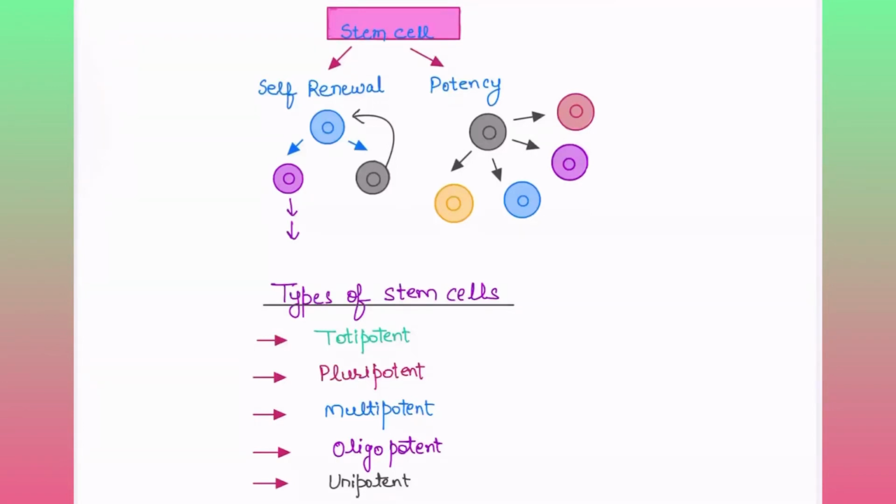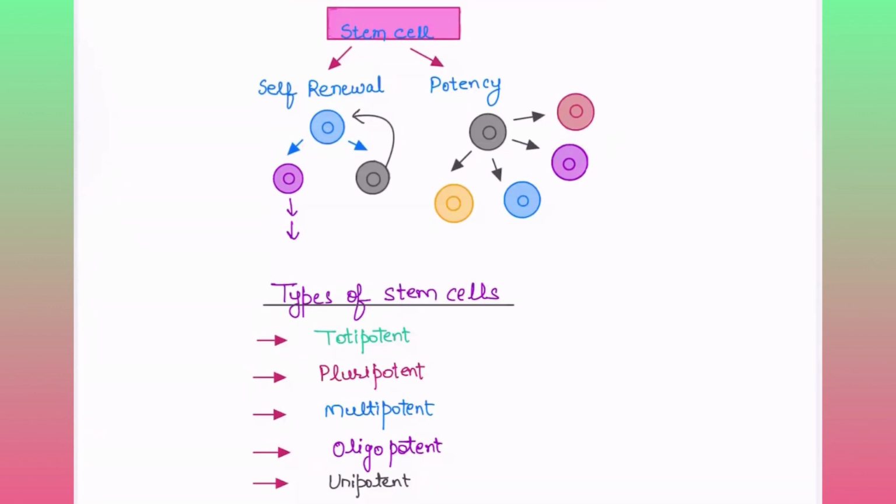Today in this video, we'll be understanding the differences between totipotent, pluripotent, multipotent, oligopotent, and unipotent stem cells. So before that, let's understand what is a stem cell. A stem cell is a mother cell which can differentiate into any cell type.